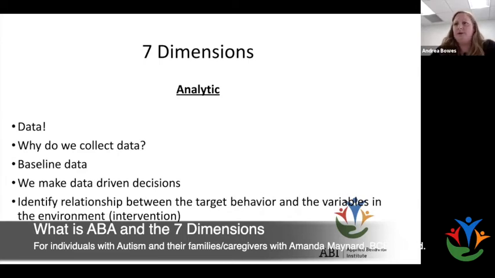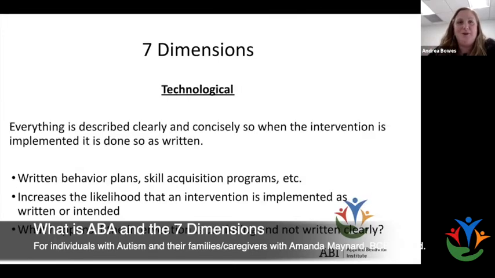I go a little bit more into this in another dimension, but we also take data because we want to make sure what we implemented is working. And if it's not working, we go back and we look at training, or we look at if we should modify something. We also look at patterns of behavior through data collection, but that's a whole other class.